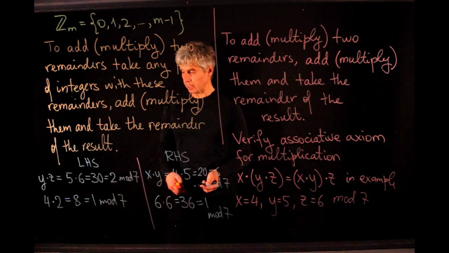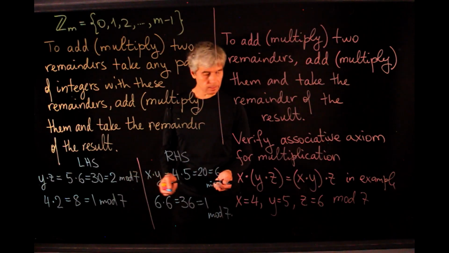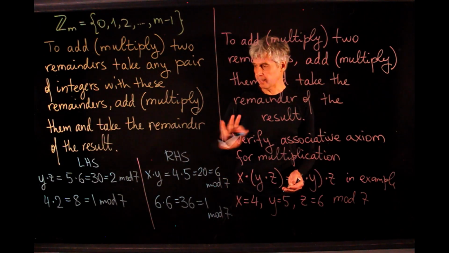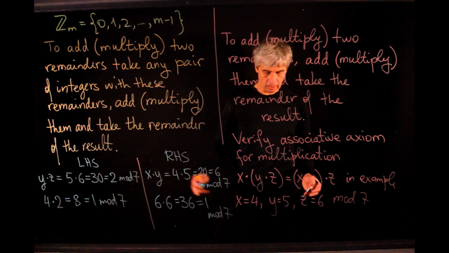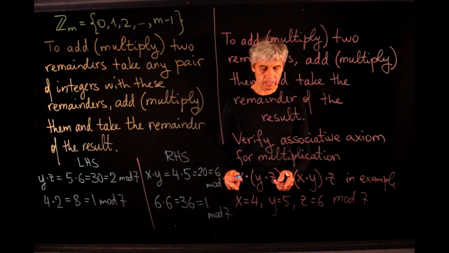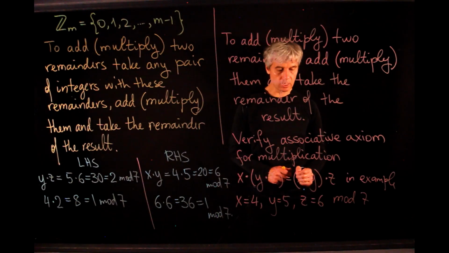Why did this all happen? It's not absolutely clear to justify, unless we do explicit calculations. It is not at all obvious that the result of the computation in the left-hand side will be the same as the result of the computation on the right-hand side.